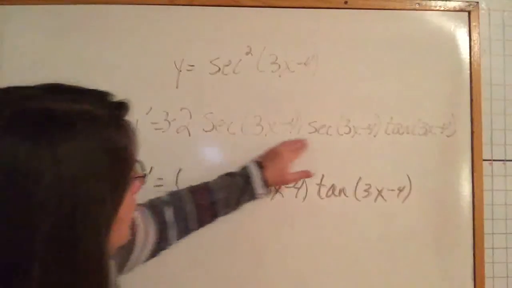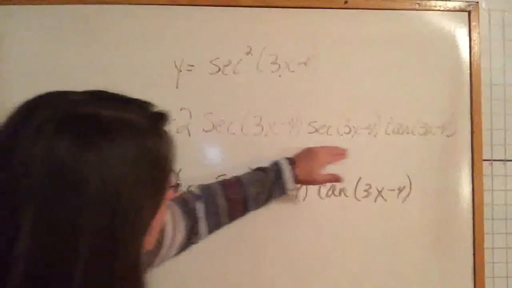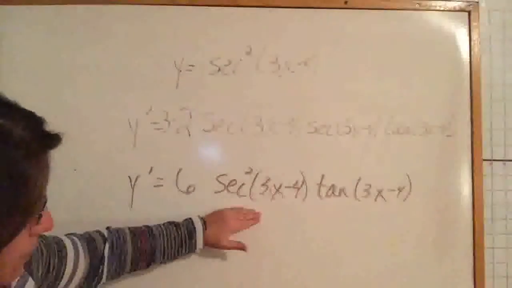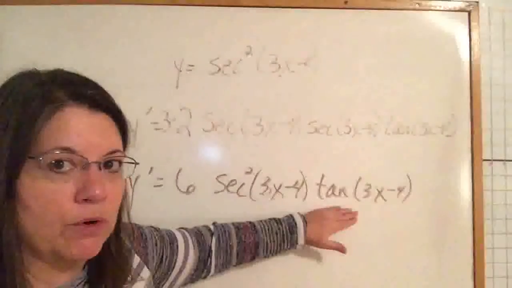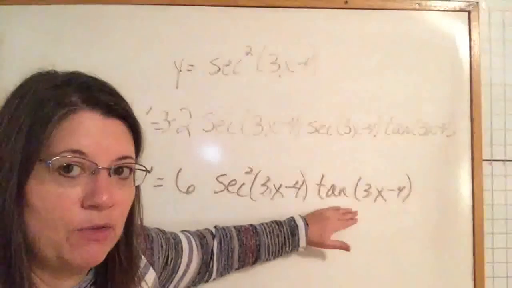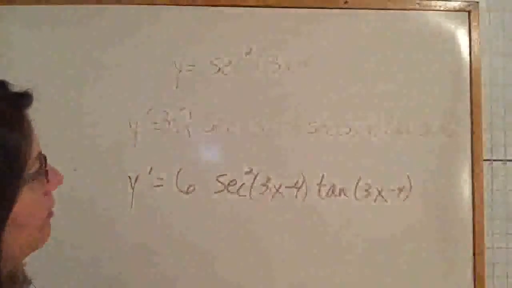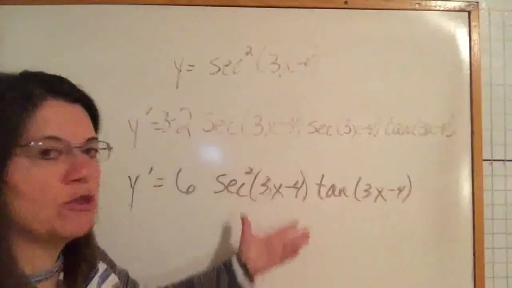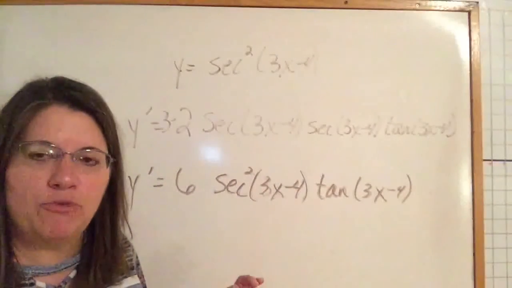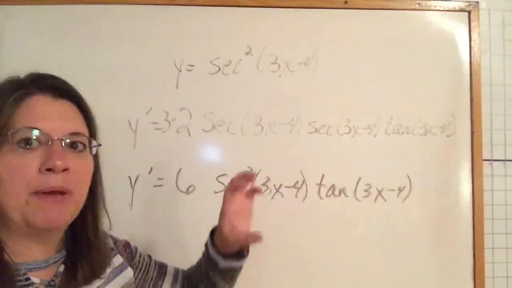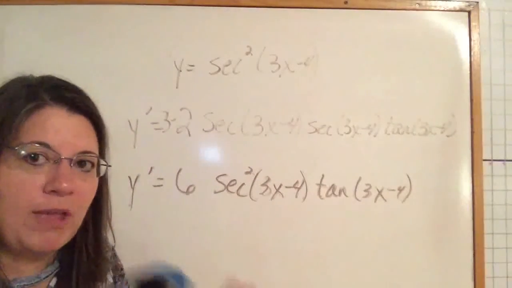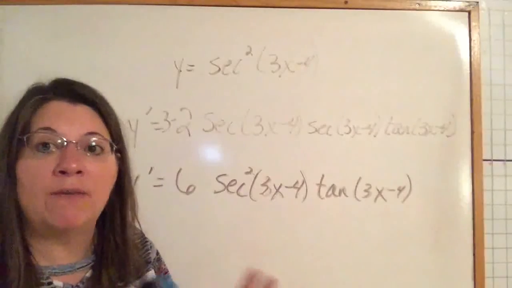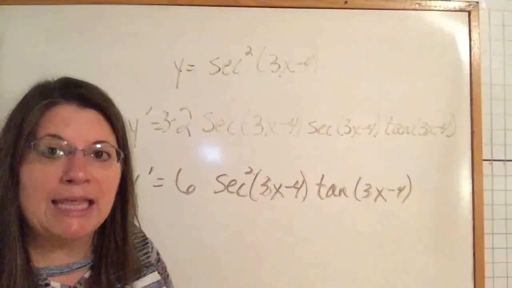Here we have 6 secant squared 3x minus 4 times the tangent 3x minus 4. They get a little more complicated as we go, as you can see, but as far as the trig functions go, it's not going to get much worse than that. You just have to keep track of each step and don't get them confused with the next step. Keep every part separated and take the derivative of each part separately, and then combine your terms.